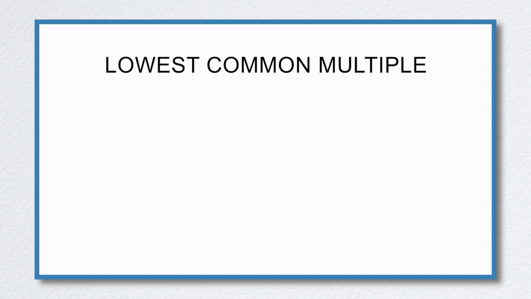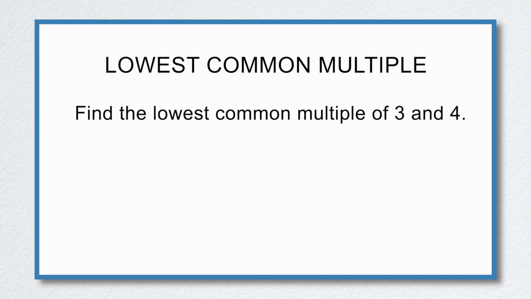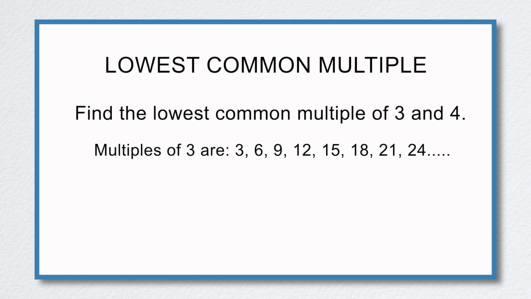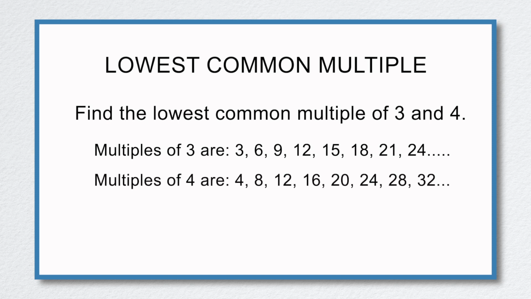Finding the lowest common multiple of a set of numbers does exactly what it says on the tin. I'll show you with an example. Find the lowest common multiple of 3 and 4. Well, let's list out the multiples of 3 and 4. The multiples of 3 are 3, 6, 9, 12, 15, 18, 21, 24, and so on, because this is the 3 times table. And the multiples of 4 are 4, 8, 12, 16, 20, 24, 28, 32, and so on, because this is the 4 times table.